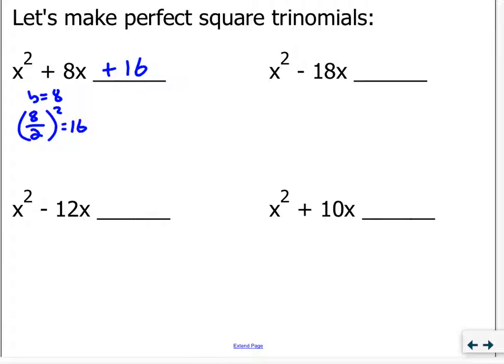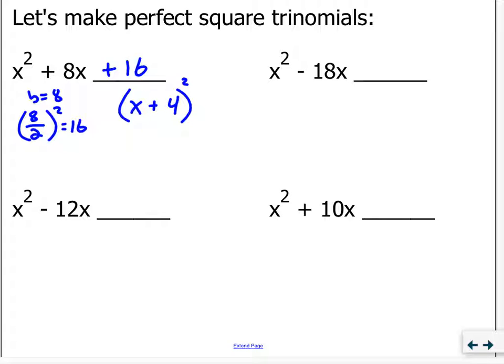And now when I factor this, remember, x squared goes to x times x. 16 is 4 times 4. Because the 8 is positive, I'll put a plus sign there. And I square it. So my perfect square trinomial becomes the squared binomial, the square of x plus 4. And that's how far we want to get. So let's do the one right underneath it. Let's do this one together, and then I'll turn you loose on the other two.